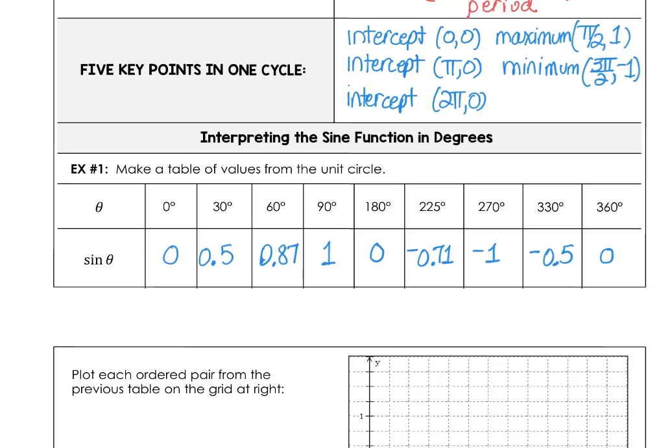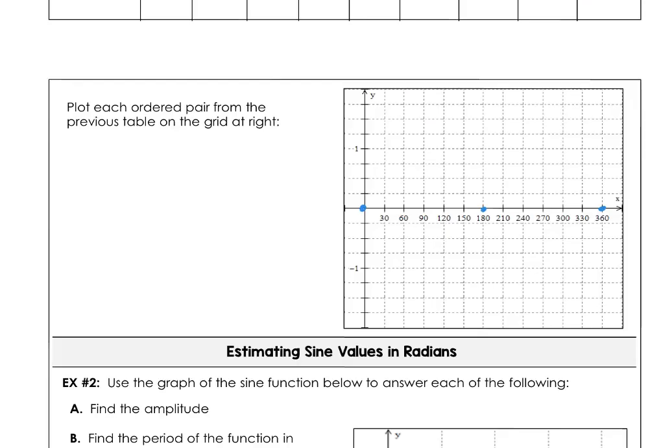So in our next page, we're going to plot those points on our grid. So if we plot the intercept at 0, 0, at the end 360, and at 180, then we know at 90 we have a high point at 1, and at 270 we have a low point at negative 1. And connecting those dots together, the full cycle, one full cycle, we would hit those other points from the table. If you looked back at your table, at 60 degrees, we're about 0.87.